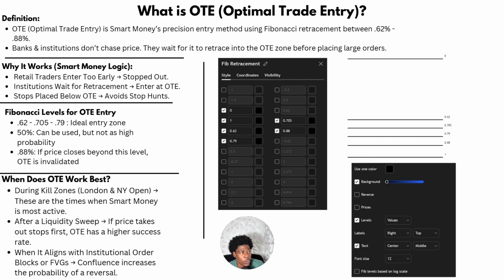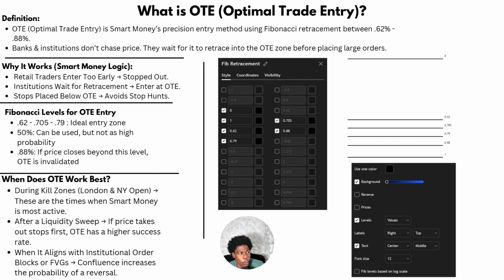Now, why does it work? The smart money logic. Retail traders, guess what? They enter too early and then they get stopped out. The institutions wait for a retracement and then they enter at the OTE. We place our stops below the OTE and then we avoid the stop hunts altogether, right? We do not become liquidity, we become smart money now.